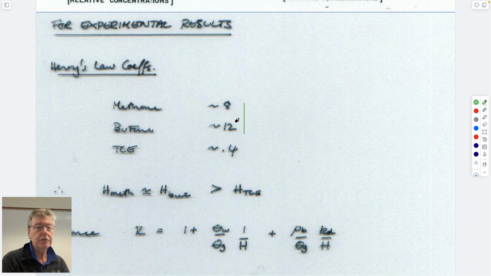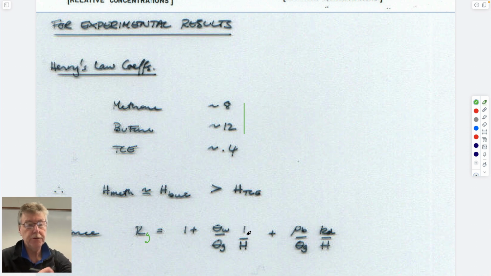And the Henry's law coefficients turn out to be in this order for the three different compounds. And so since we know that the gaseous retardation coefficient is proportional to 1 over the Henry's law coefficient, then a big Henry's law coefficient means a small retardation coefficient because it's 1 over scaling in both of the terms. And so that's what's echoed in those values. Okay.